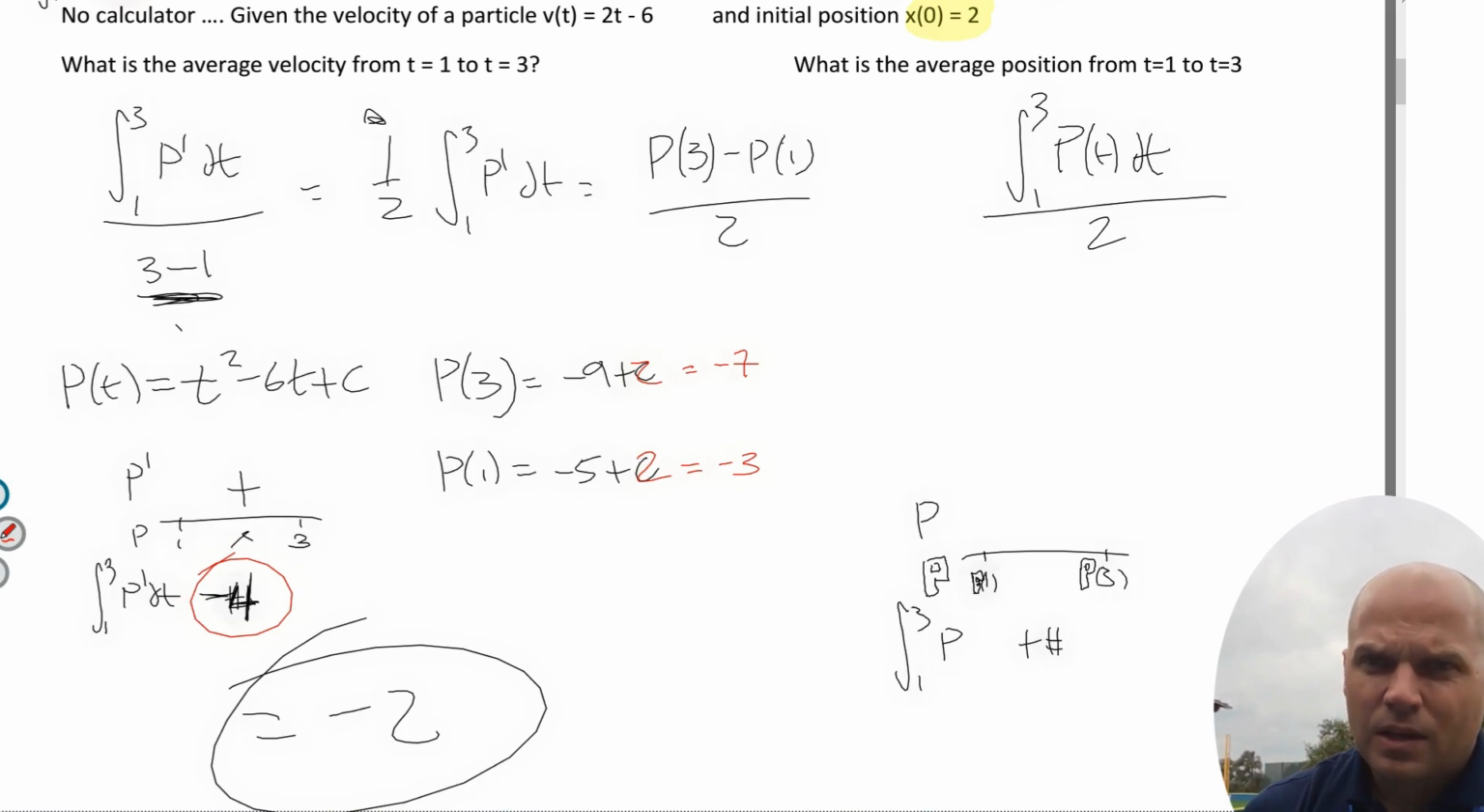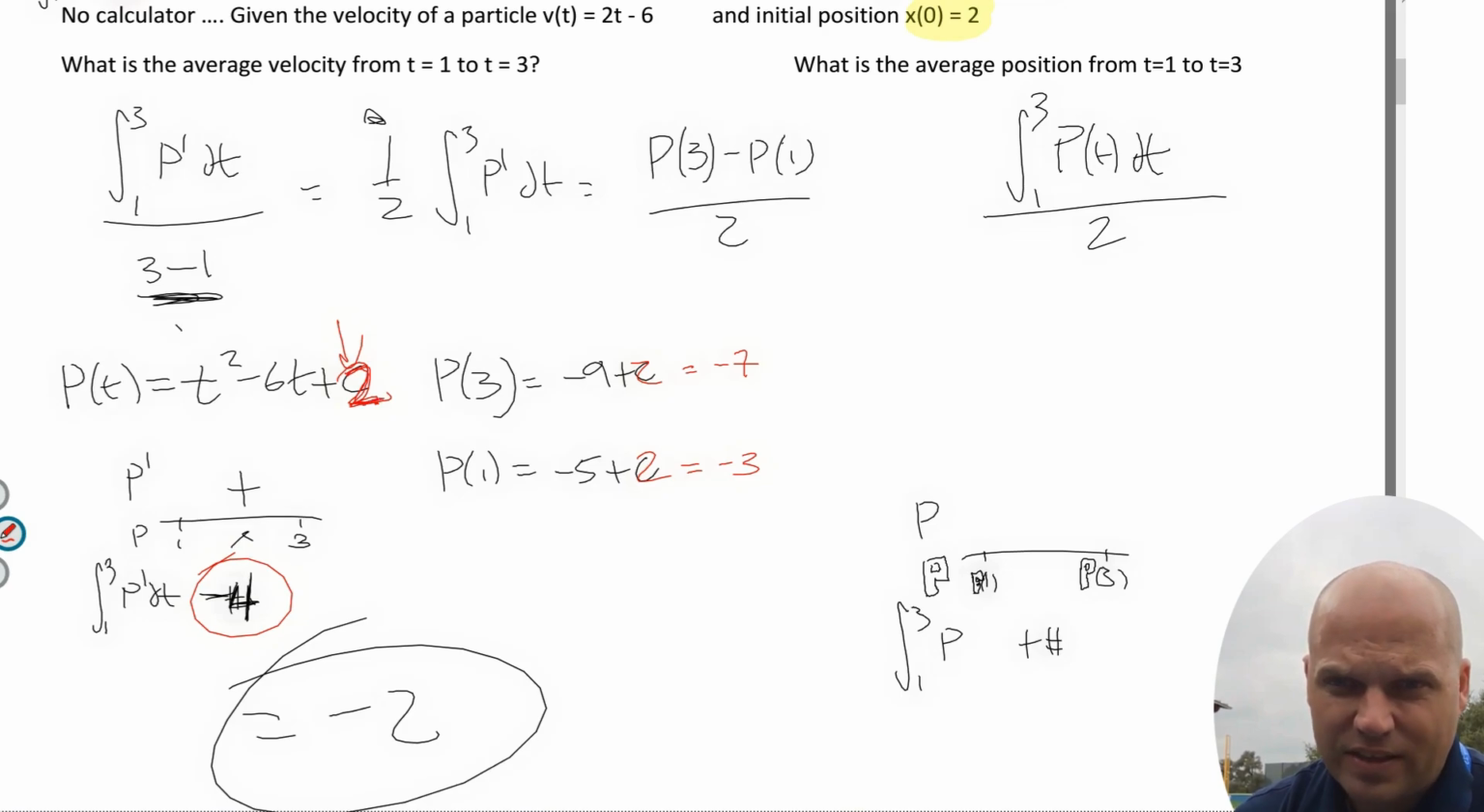Okay. Now that means you actually need your exact position function. You need to know that that C is 2. Very important to know that that C is 2.